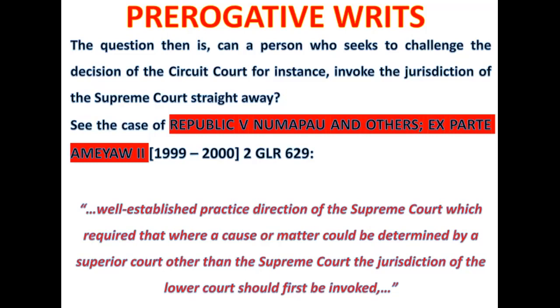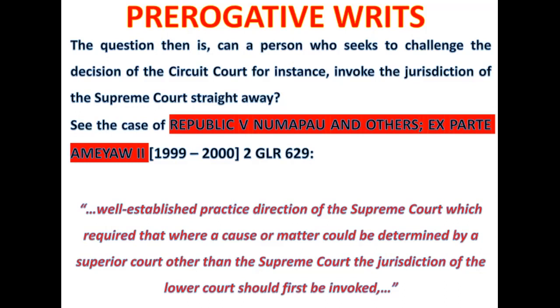And this is what the case says, and I quote: "There's a well-established practice of the Supreme Court which required that when a cause or matter could be determined by a superior court other than the Supreme Court, the jurisdiction of the lower court should first be invoked." And the quote ends.